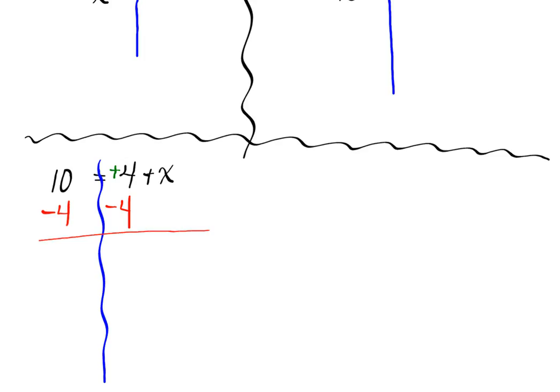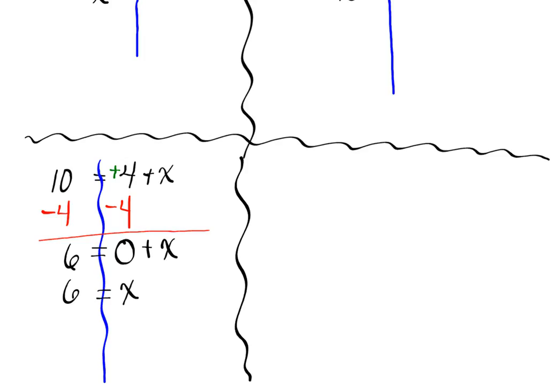So, plus 4 minus 4 is 0, plus the x. 10 plus negative 4 is 6. All right. 0 plus x is always going to give me x, because 0 plus anything is just that thing. So my answer is 6 equals x.